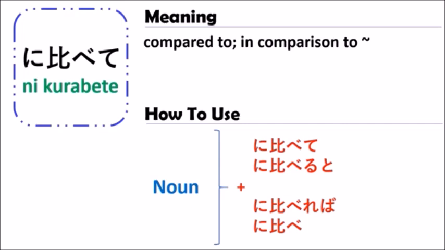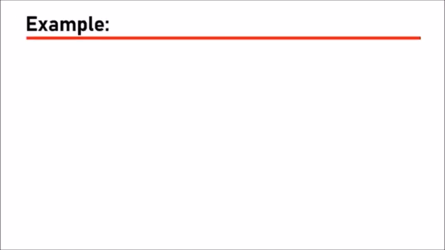So to understand more about how to use the grammar of 〜に比べて, next we are going to see some examples, where we will use に比べて, に比べると, に比べれば, and に比べ. Now let's see some examples.